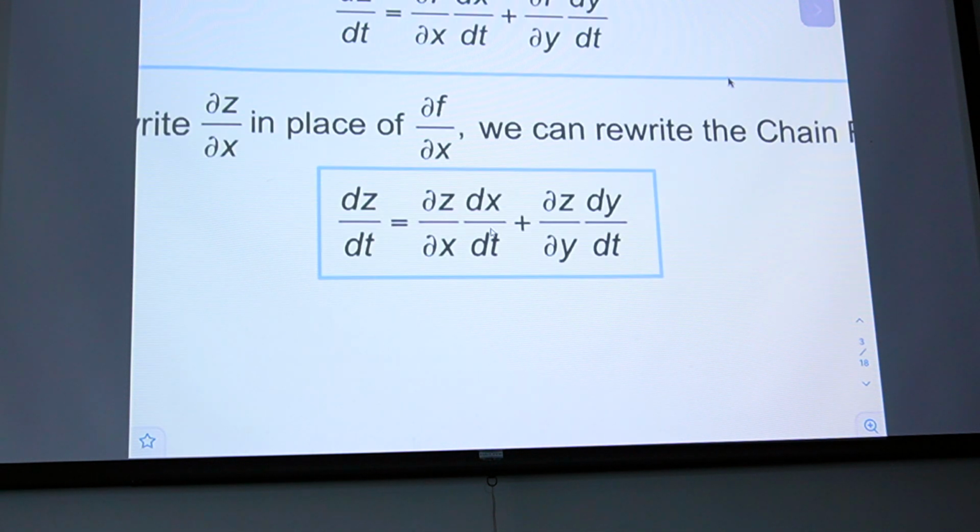There's a pattern right here, right? So if you try to find the derivative of z with respect to t, you take the partial derivative of z with respect to the first component, which is x, and then times the derivative of x with respect to t. And then plus the partial derivative of z with respect to the second component, which is y, and then times the derivative of y with respect to t. Okay, so that's the one.